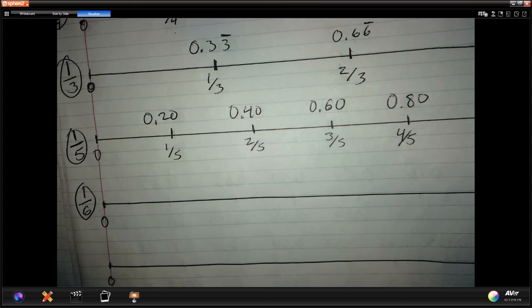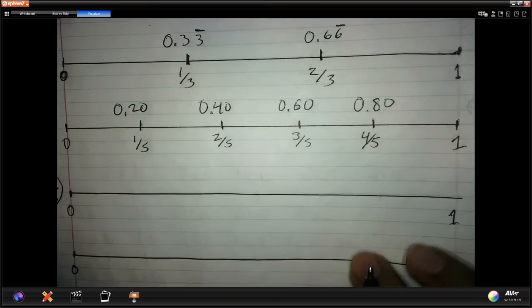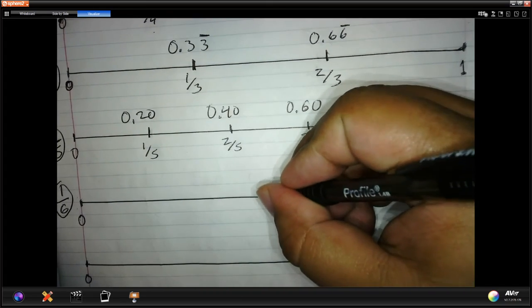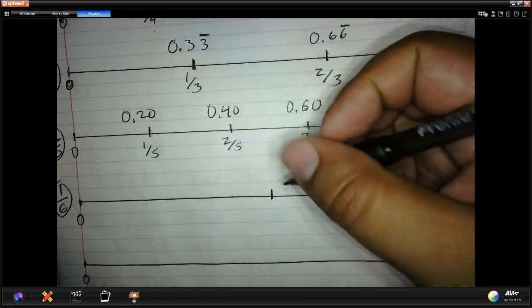Now our next fraction is 1/6. These ones I don't like as much. So I'm going to make 6 equal groups. So 6 is an even number, so I'll put a line right down the middle.